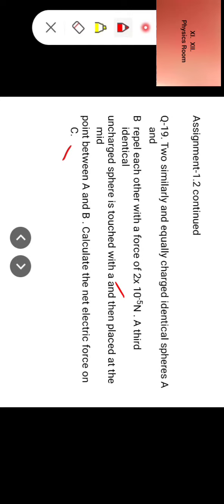Now, the answer would be, I think, 2 into 10 raised to power 5 Newton. Resultant force would be 2 into 10 raised to power 5 Newton. It is in the textbook, you can see their answers.